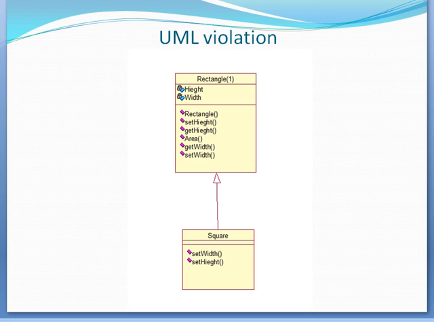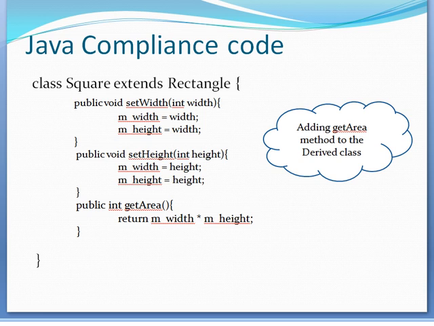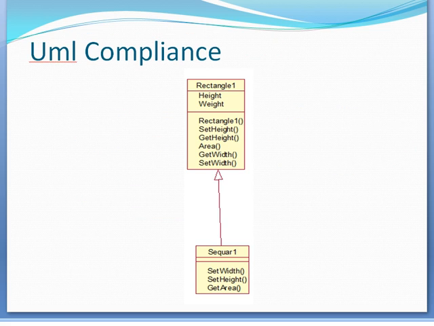And here we have the UML class diagram for the violation, where Square extends from Rectangle. Here we have the area method. Here we don't have the area method. As a solution for this principle, we add just the getArea method in the child, which is Square, also with the same attributes, width multiplied by height. And in the UML class diagram, we just added the getArea method here.